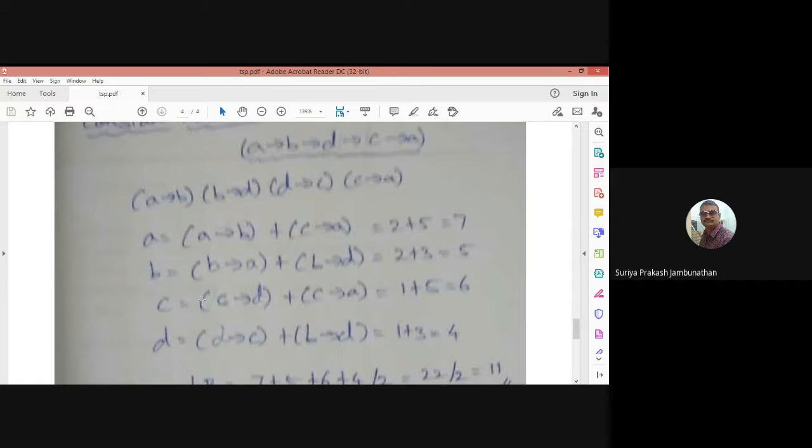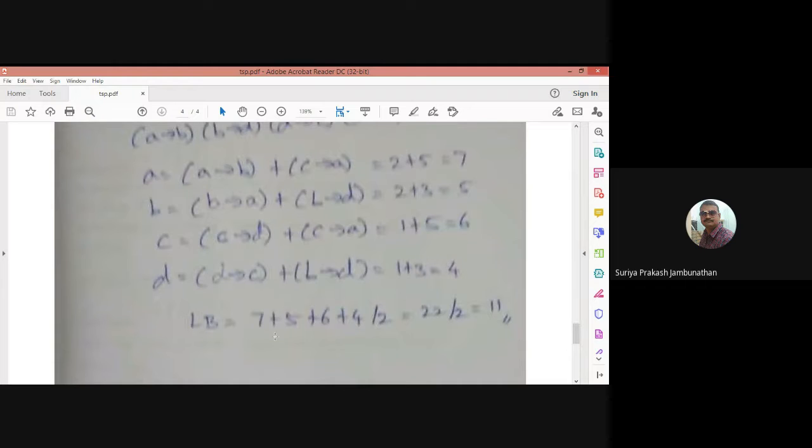For the third node, we are having two, that is C to D. So D to C we are writing as C to D, and here C to A. So these two we are taking. C to D value is 1, C to A value is 5. So total 6 we are getting. So node D, D to C is the first value dealing with node D, and B to D is the second value. So D to C is 1 and B to D is 3. So 1 plus 3 is 4.